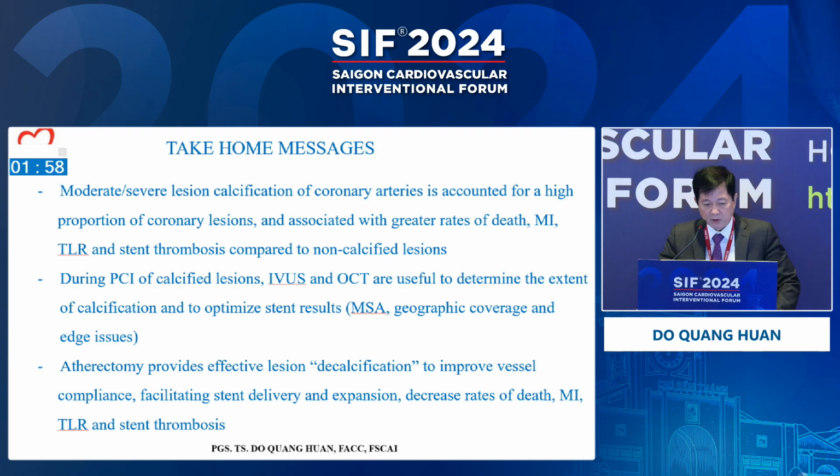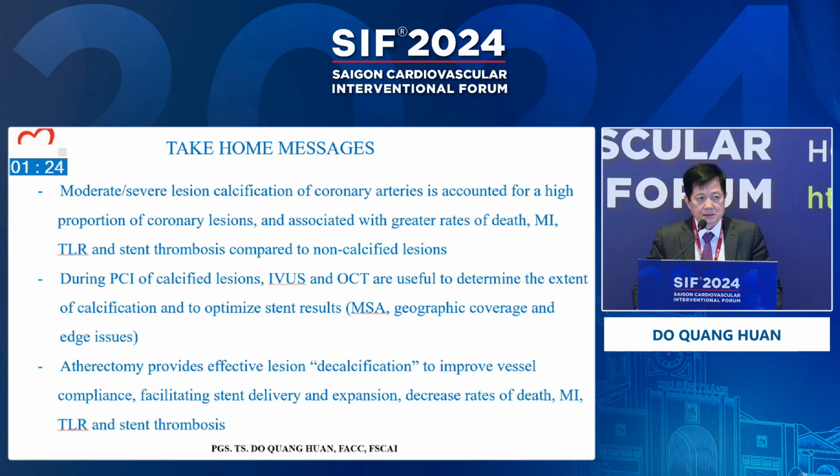Take home message: patients with moderate and severe coronary calcification account for a high proportion of coronary lesions and are associated with a greater rate of death, MI, TLR, and stent thrombosis compared with non-calcified lesions. During PCI of calcified lesions, IVUS and OCT are useful to determine the extent of calcification and optimize the stent result for MSA, geographic coverage, and edge issues.